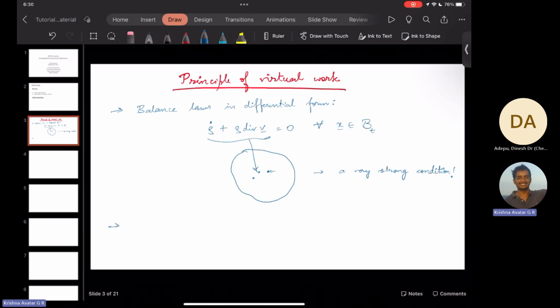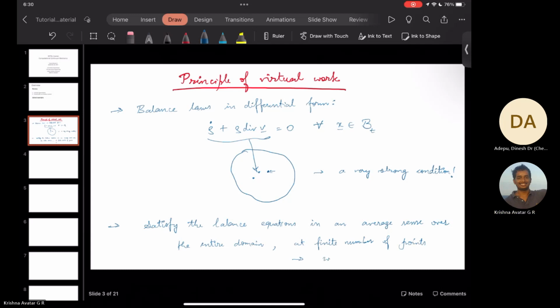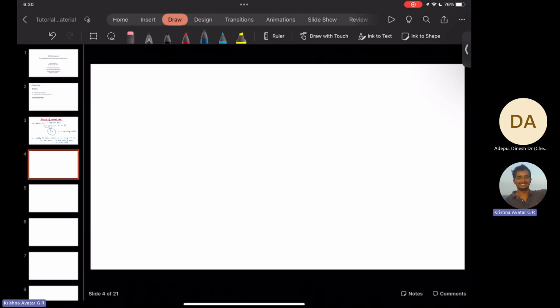So what we do is we try to satisfy the balance equations in something known as an average sense over the entire domain. Now let's talk about what we mean by average sense. Average sense means it's more like at fewer points, at a finite number of points. And this is something called a weak condition, or a weaker condition. Let's try to understand why this is the case.